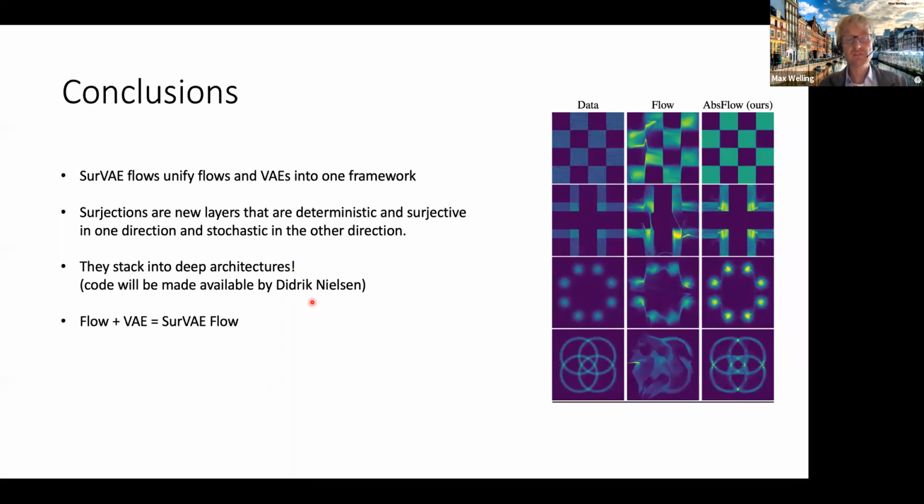We will actually, Diederik Nielsen, who is of course the main contributor to this project, will produce nice code for you too, so that you can start playing with it. Surjections are genuinely new operations, a new type of layer that's deterministic in the surjective direction, and stochastic in the opposite direction, and for which you can compute exact contributions to the bound, and sometimes in one direction the bound is tight. So if you want to keep one thing in your mind today, the takeaway is flow plus VAE is SurVAE flow. And thank you very much.